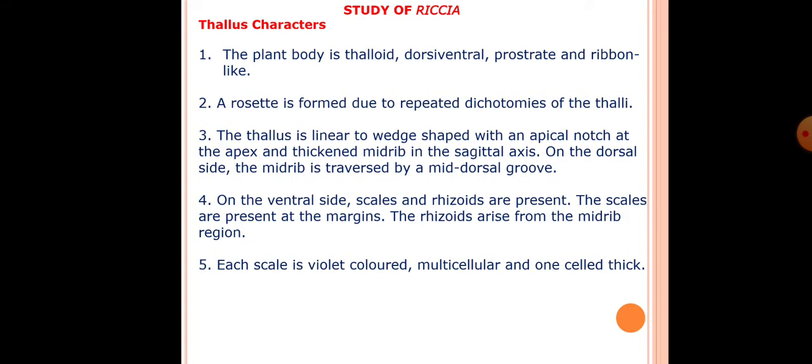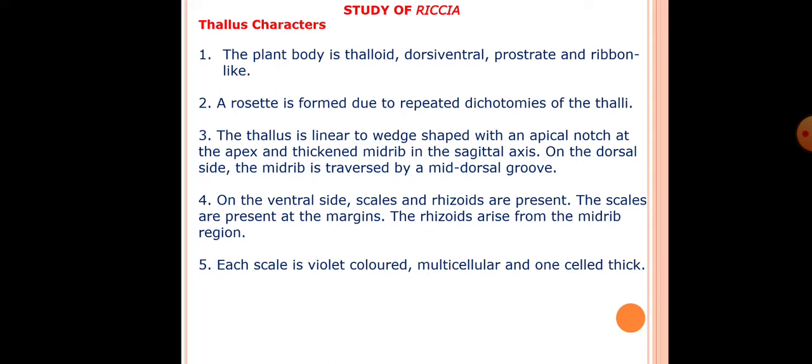The plant body of Riccia is thalloid, dorsiventral, prostrate and ribbon-like. A rosette is formed due to repeated dichotomous branching of the thalli. The thallus is linear to wedge shaped, and an apical notch is present at the apex, and in the middle region the midrib is present.